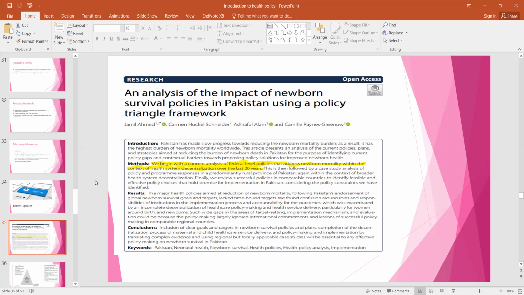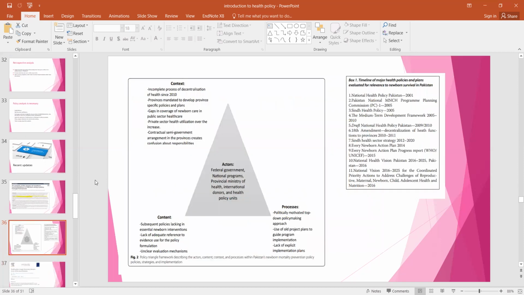We began with a content analysis of federal level policies that address newborn mortality within the context of health system decentralization over the last 20 years. In this slide, these are the policies of the last 16 years, from 2001 to 2016, for newborn survival in Pakistan, and then what comes in those policies fits into the picture of the health policy triangle.